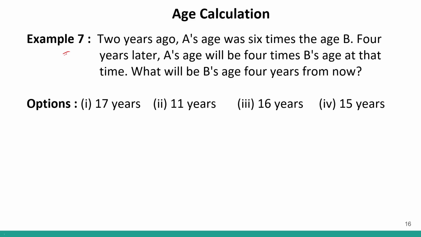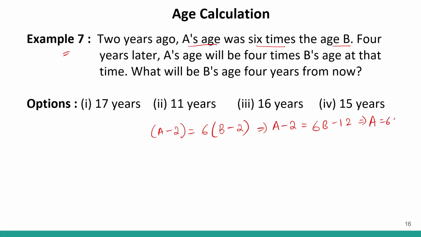Clear? Example number 7. So 2 years ago, A's age was 6 times the age of B. So A minus 2 equals 6 times the age of B minus 2. Correct? 2 years ago, that means A minus 2, similarly B minus 2, and A was 6 times the age of B. So if I open the brackets, it will be A minus 2 equals 6B minus 12. So A will be equal to 6B, if I take 2 over here, it will turn positive, so 6B minus 10. This will be equation number 1.